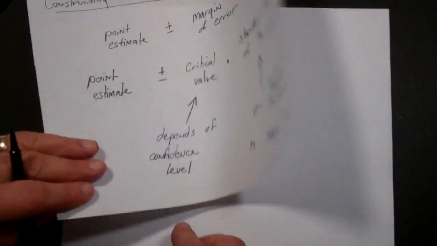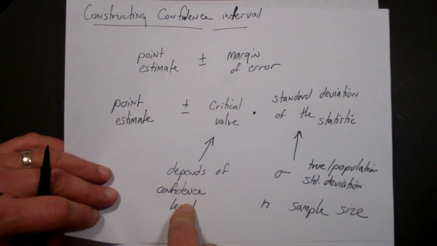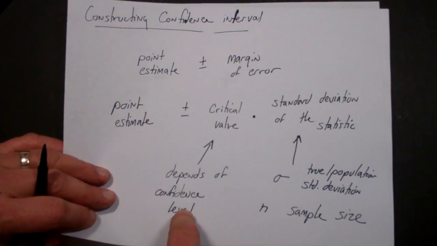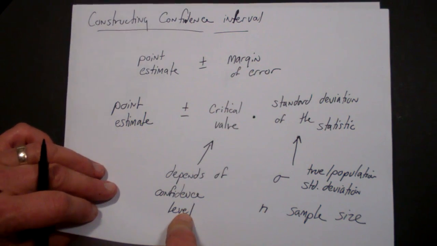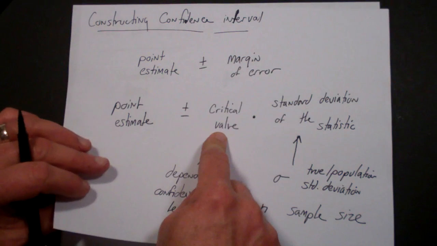The way that works in the formula is this. As you change the confidence level, you change the critical value. The more confidence level you would like, then the higher the critical value.